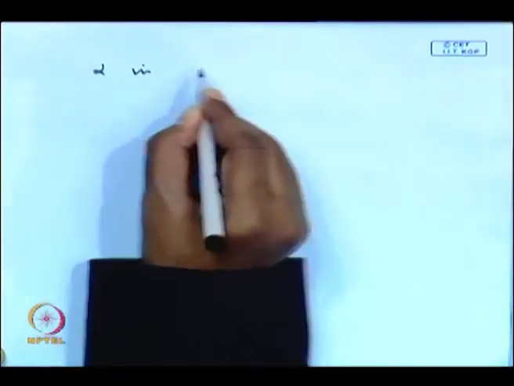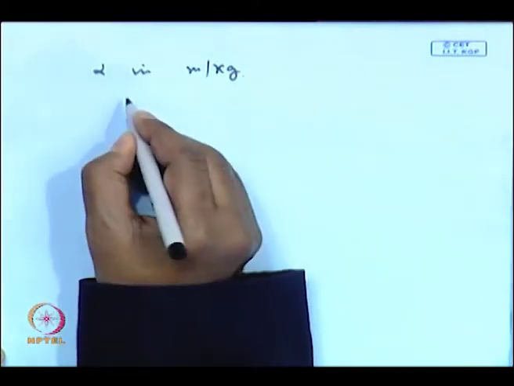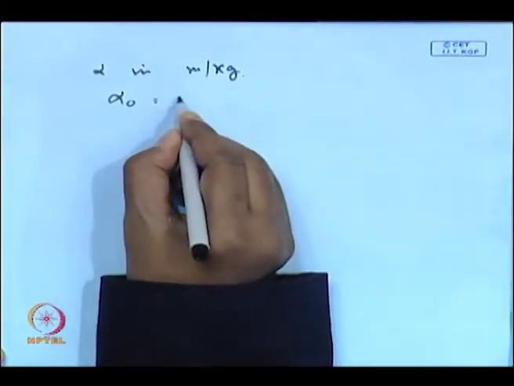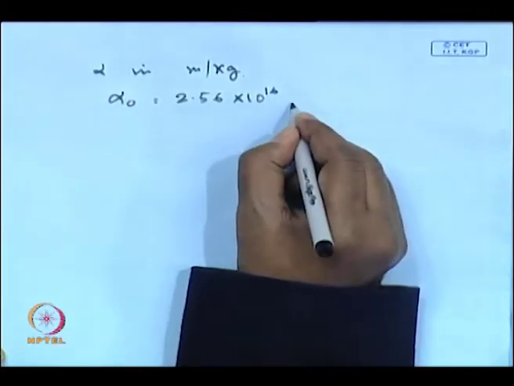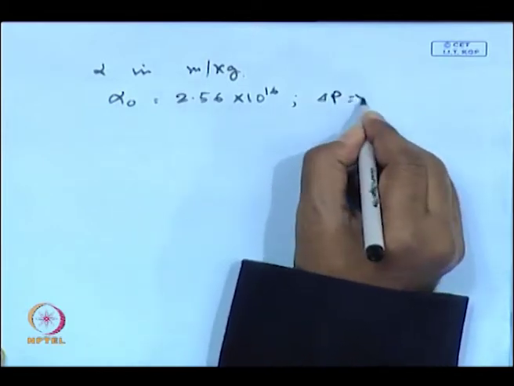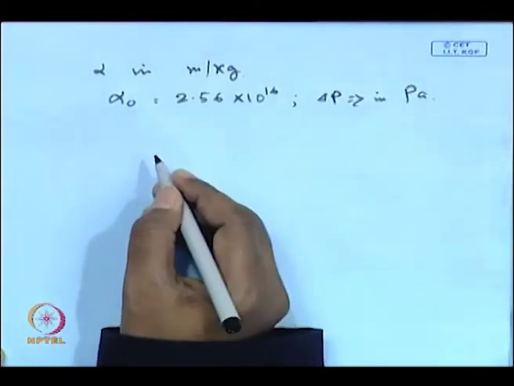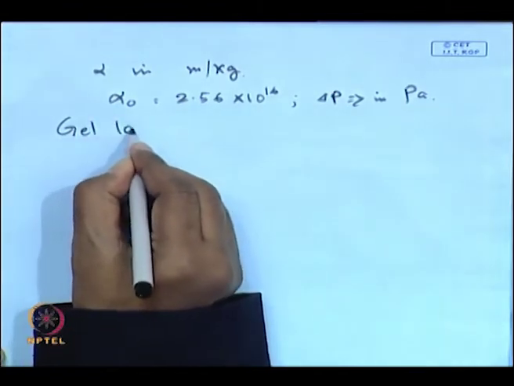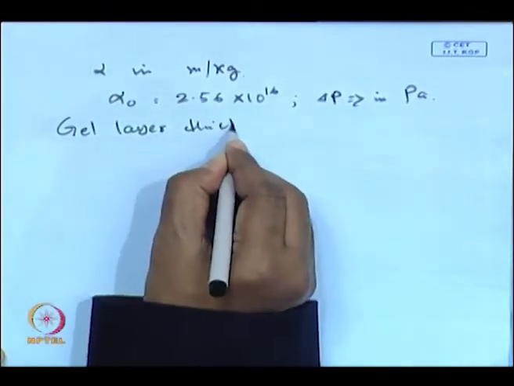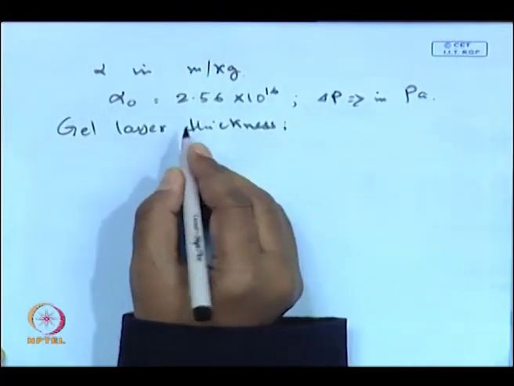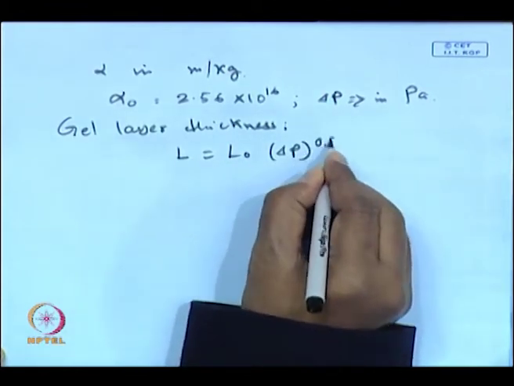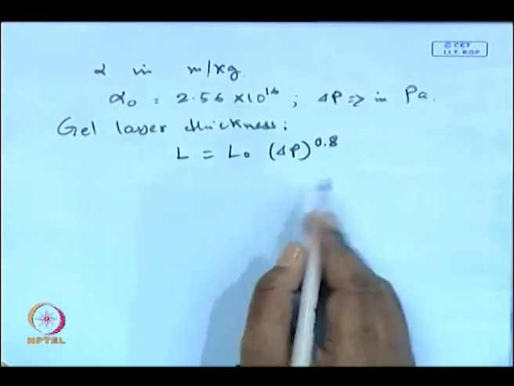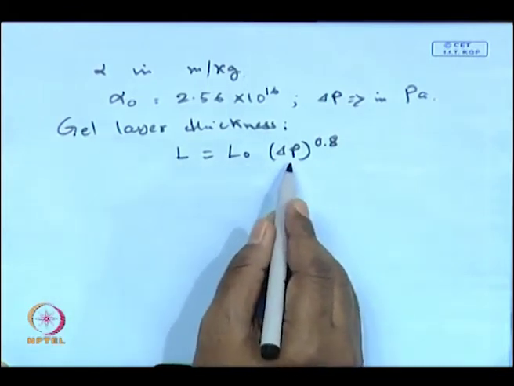Now, here alpha is in meter per kg, that is the unit of alpha. Alpha naught is given as 2.56 into 10 to the power 16, in an appropriate unit, and delta P is in Pascal. And gel layer thickness is found to vary as a function of delta P, and it is established as L is equal to L naught delta P to the power 0.8.